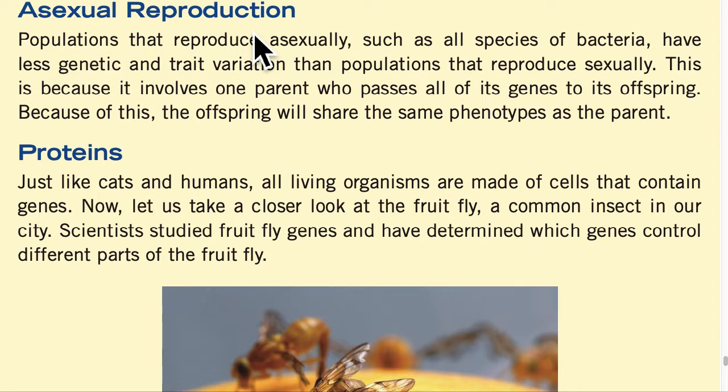Asexual reproduction. Populations that reproduce asexually, such as all species of bacteria, have less genetic and trait variation than populations that reproduce sexually. This is because it involves one parent who passes all of its genes to its offspring. Because of this, the offspring will share the same phenotypes as the parents.